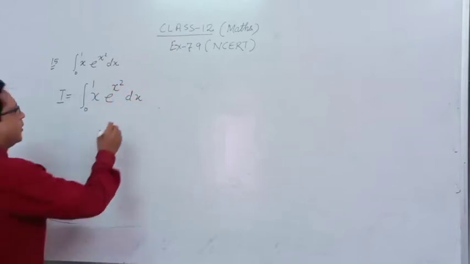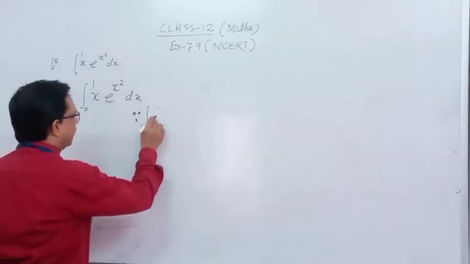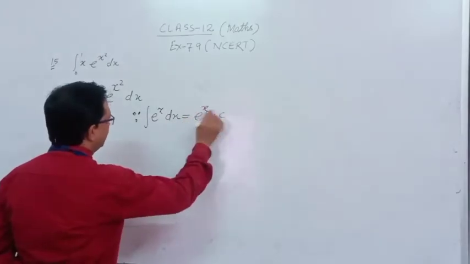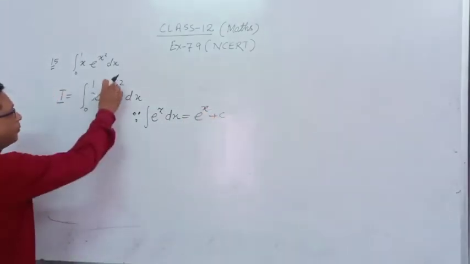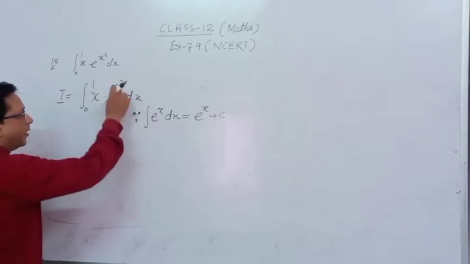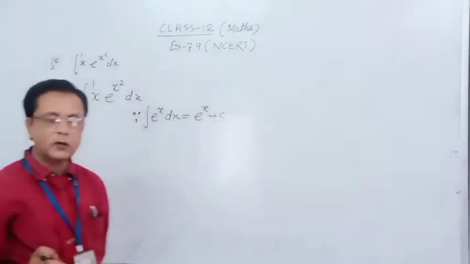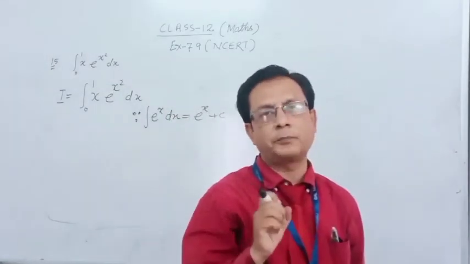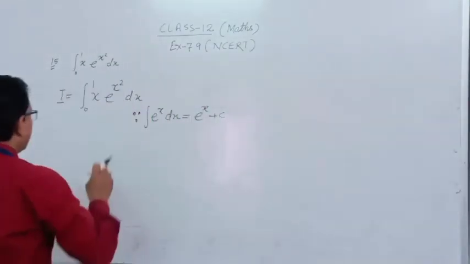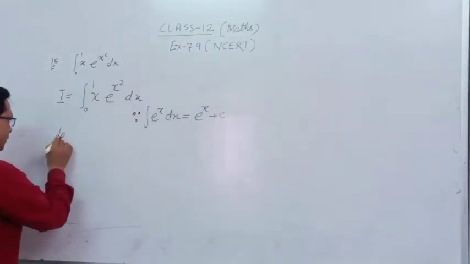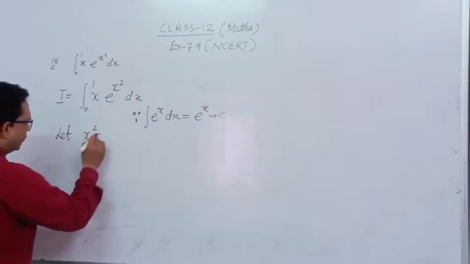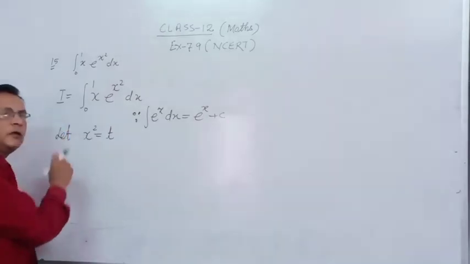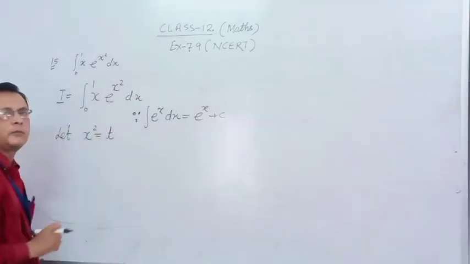Every student knows that the integration of e to the power x is always e to the power x plus c. But in place of x, x square is present. Then here we do a substitution. What we substitute here: let x square is equal to t. If we substitute this, then the whole function is changed in terms of t.